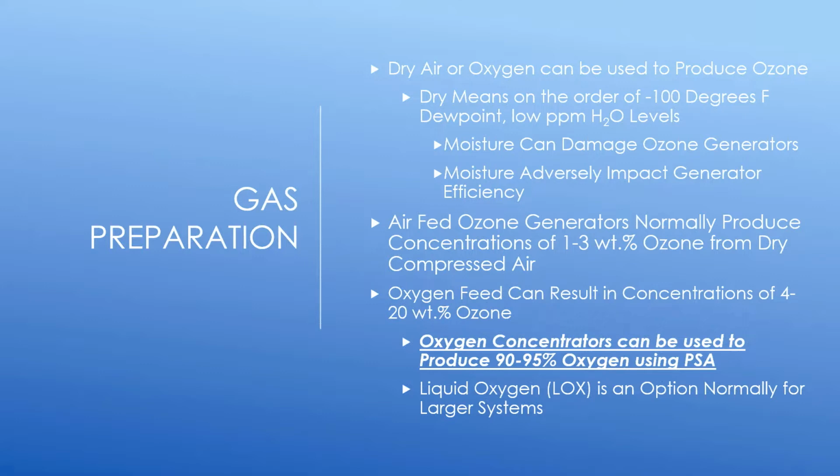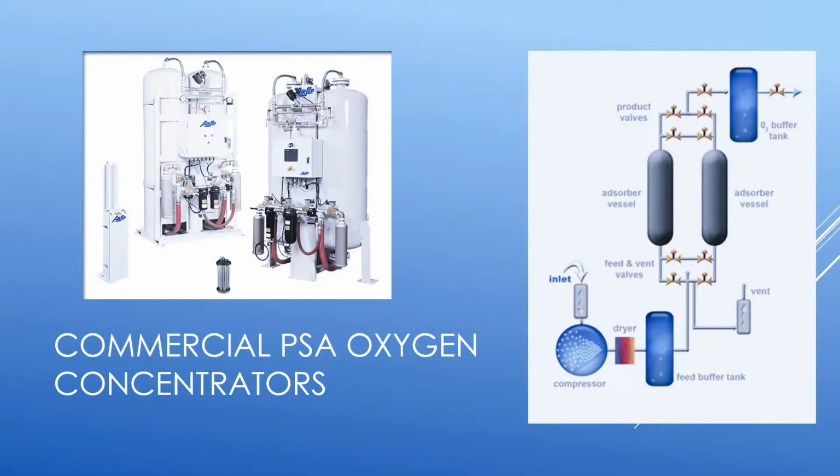Oxygen concentrators, which are similar to those used for home health aid, except in larger sizes, can produce oxygen in the 90 to 95% range using the pressure swing adsorption process. And this is fairly commonly used in ozone generation systems. Liquid oxygen can also be used, but normally for larger systems.